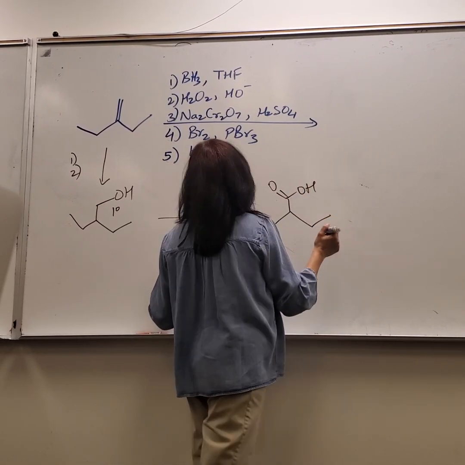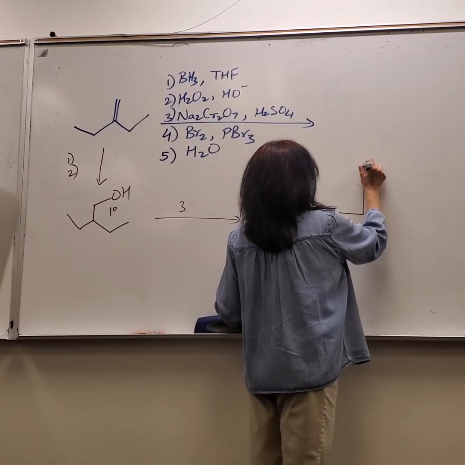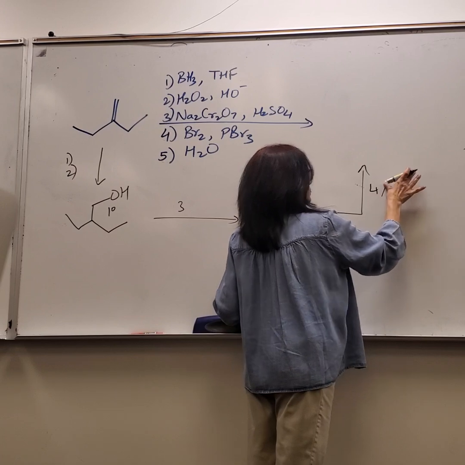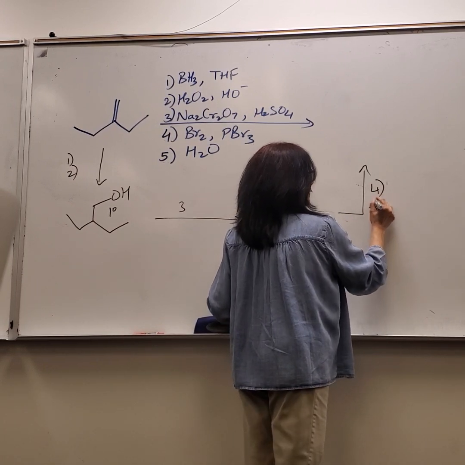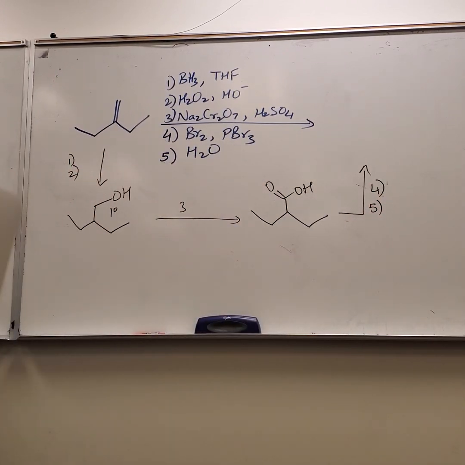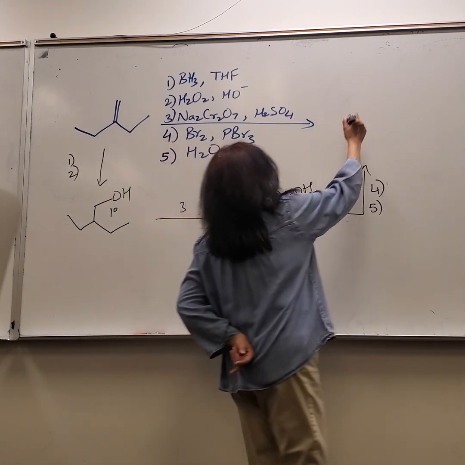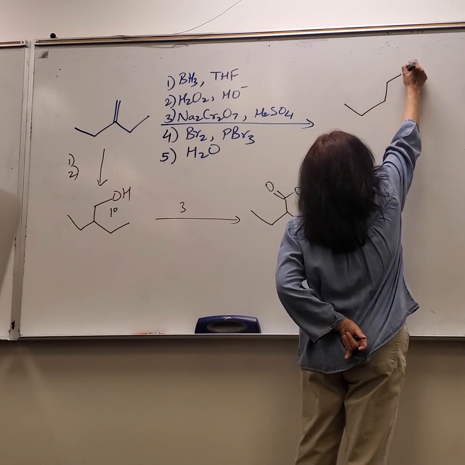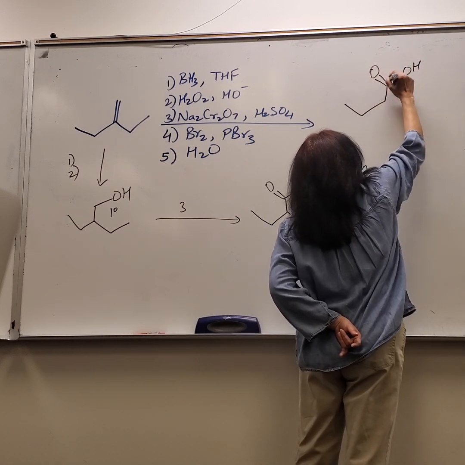So what's happening in steps 4 and 5? Anybody? Adds a halogen. That's your HVZ reaction. Exactly. That ends up putting a bromine on the alpha carbon, only the alpha carbon, so everything else stays the same.